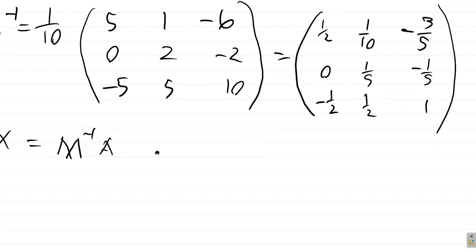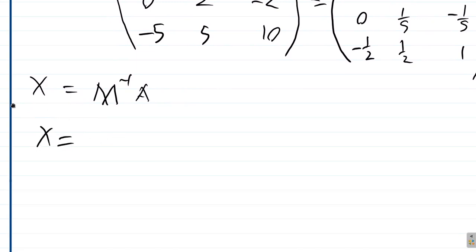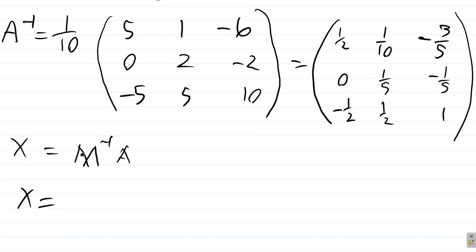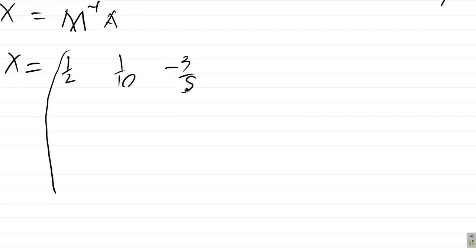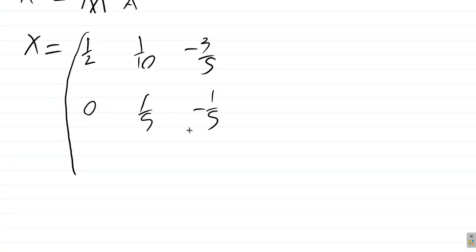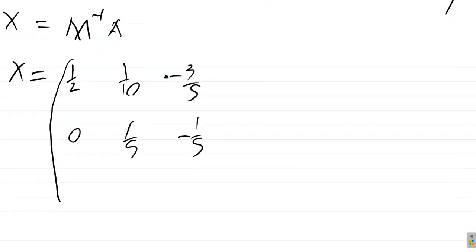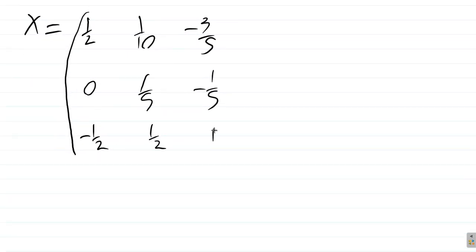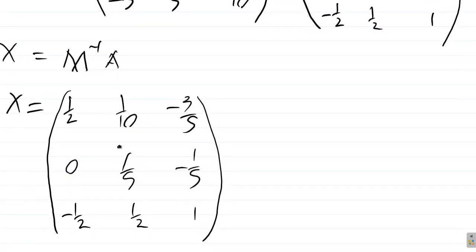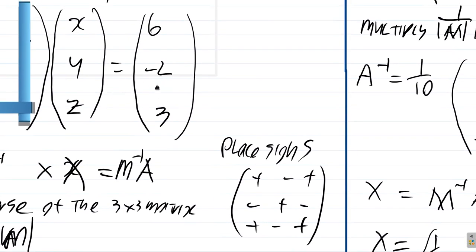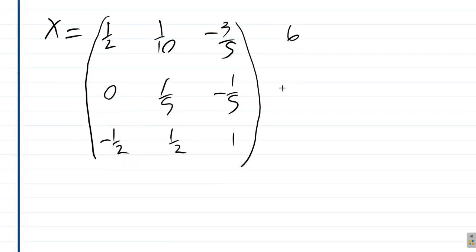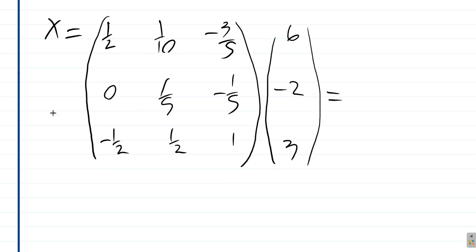Alright, so let's consider this. X is equal to the inverse, which is half, 1/10, negative 3/5; 0, 1/5, negative 1/5; negative half, half, 1, multiplied by the answer here, 6, negative 2, 3. Now what do we get for this?